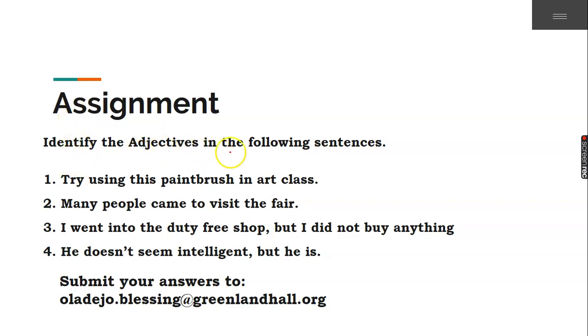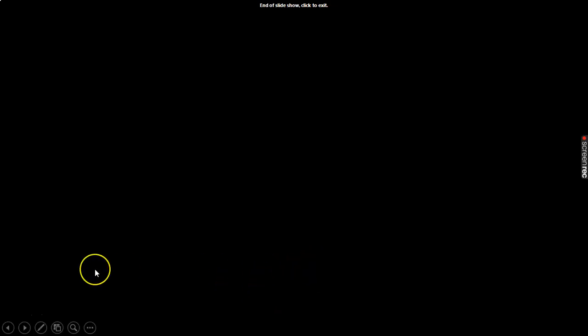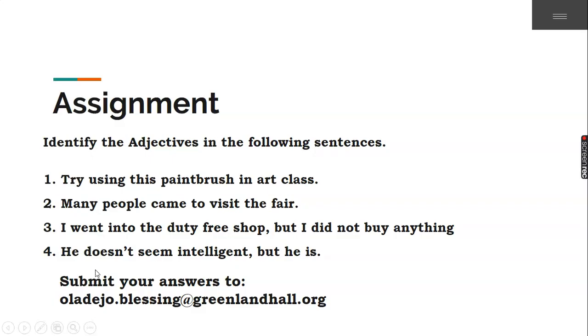Identify the adjectives in the following sentences. Number 1, try using this paintbrush in art class. You identify the adjective there and you underline it. Number 2, many people came to visit the fair. Number 3, I went into the duty-free shop, but I did not buy anything. Number 4, he doesn't seem intelligent, but he is. And that will be the last thing.